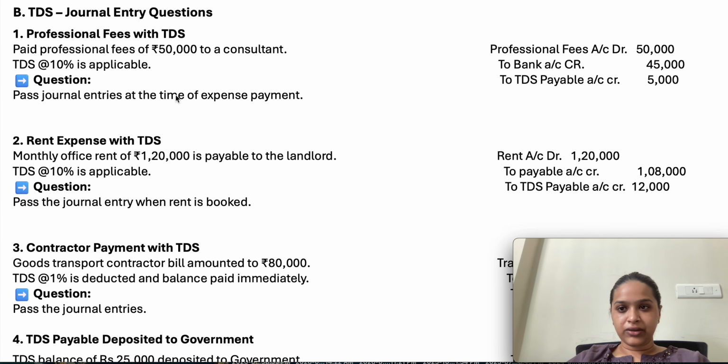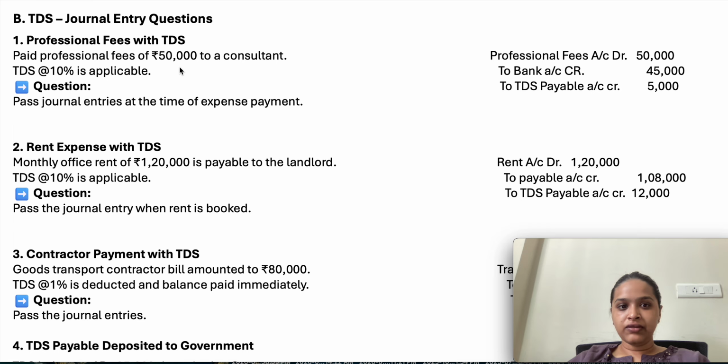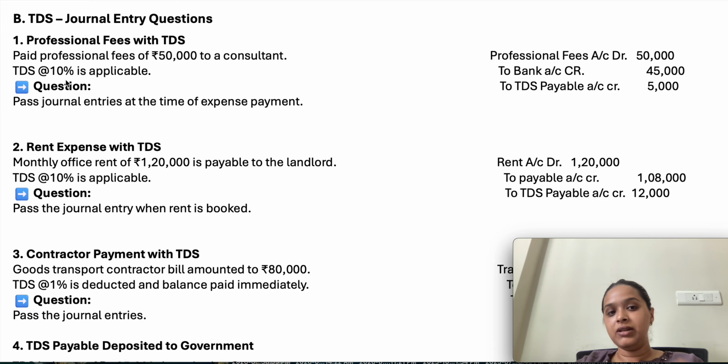Okay, let's try some tedious questions. Paid professional fees of 50,000 to a consultant. It means you have taken some professional services from a consultant. So what do the journal entry in the normal scenario? Professional fees to consultant, vendor payable, or to bank, considering it is paid or not paid. But here 10% TDS is applicable. So I told you earlier also, whatever TDS we require to deduct, it will reduce the supplier payment. It means 5,000 we have to deduct. So how much net payment do we have to make to the consultant? 45,000, and the rest is the TDS payable towards the government.